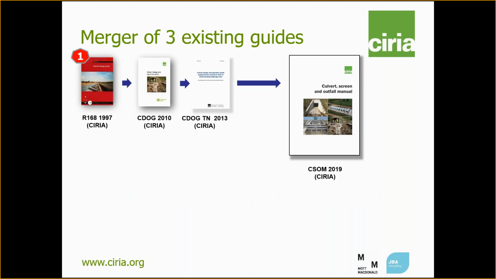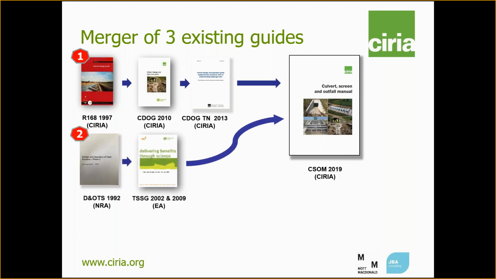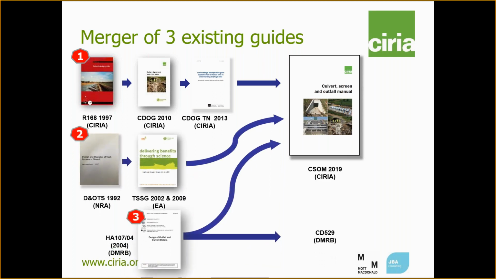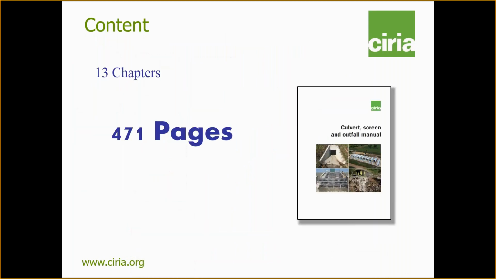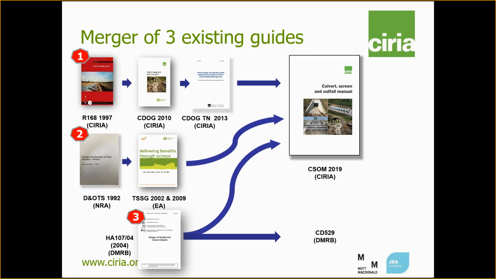So, as Owen has already said, the new manual is a merger of 3 existing documents, each of which actually has their own history. So there at the top are the CIRIA culvert design guides. The first one came out in 1997. And then the various iterations of the Environment Agency Trash and Security Screen Guide and DMRB.